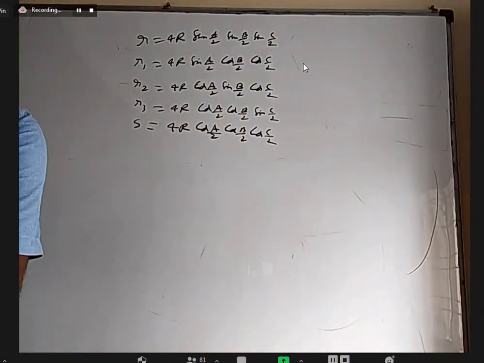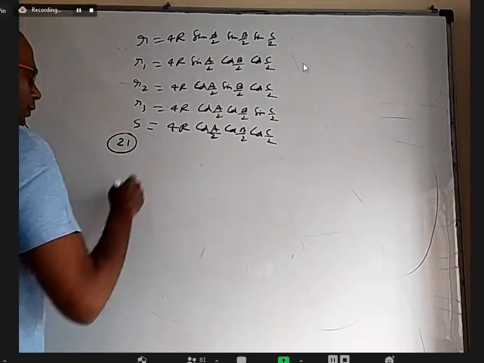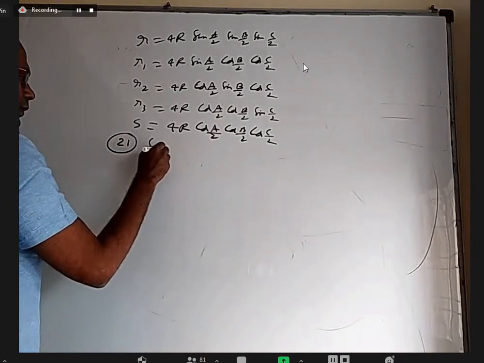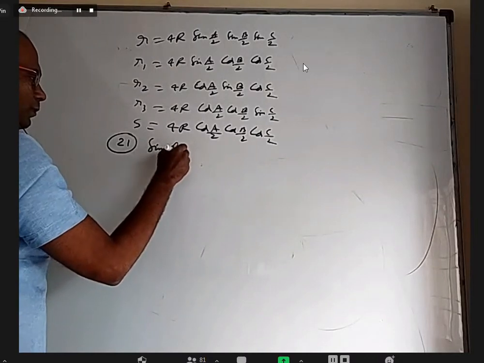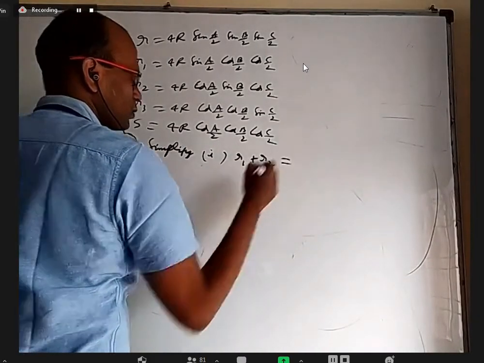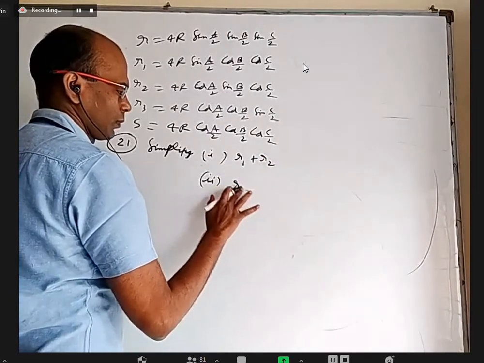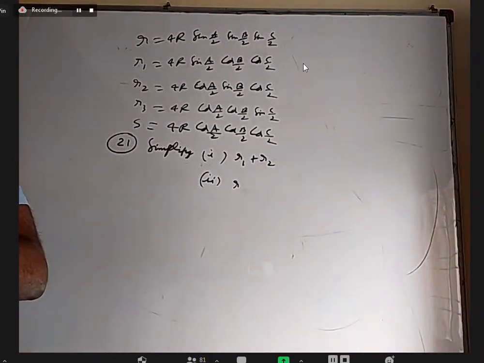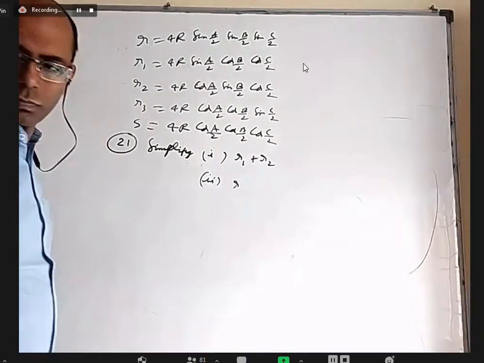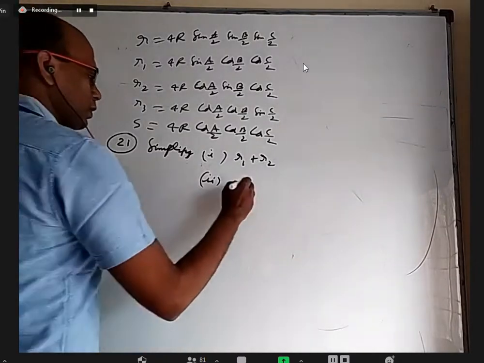So based on these formulas, let me give some questions. Instead of saying show that, I'll just say using these formulas basically simplify R1 plus R2, and R3 minus R.